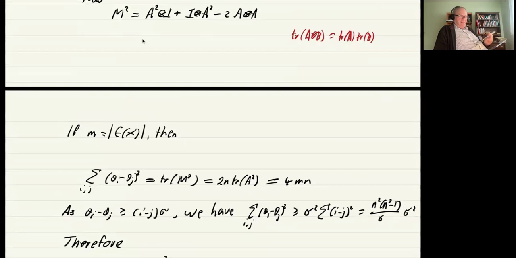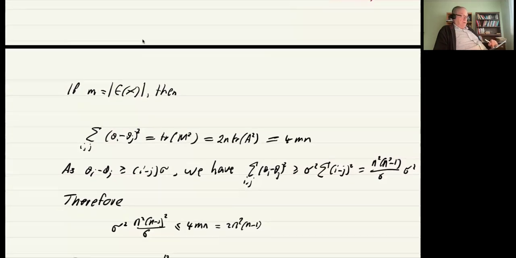The other point is the trace of M squared is the sum of the squares of its eigenvalues. So that's the trace of M squared. And by what I just said before, this is equal to 4mn. So I have an expression for the sums of squares in terms of the number of edges and number of vertices.